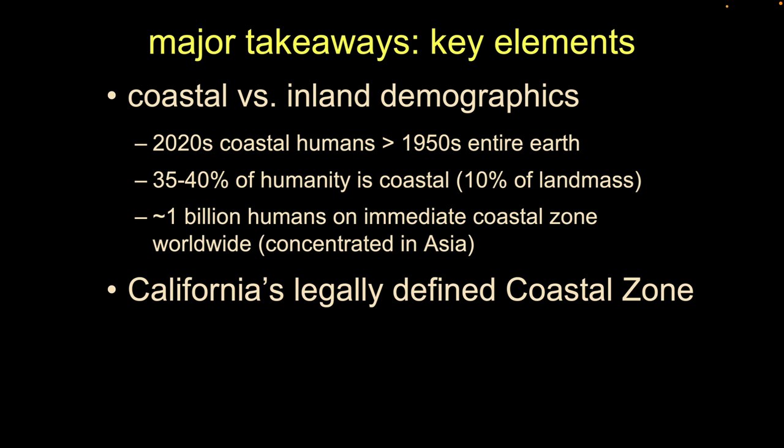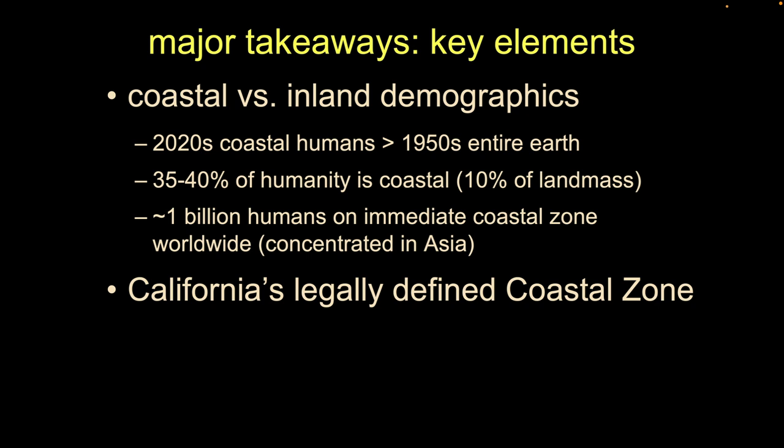And this definition here, I use 35 to 40, it evolves every year, but this general thing of about 30 to 40% of humans live at the coast, again, that's going to depend on the year, it's going to depend on the definition we use, but about a third to 40% of people live there, but it's only about 10% of the total land mass, right? This is all setting us up for why these management challenges are so complex.